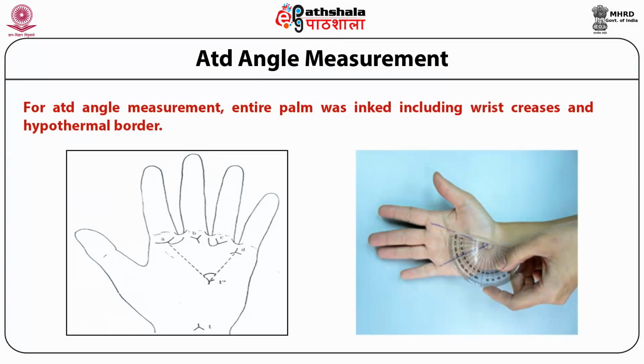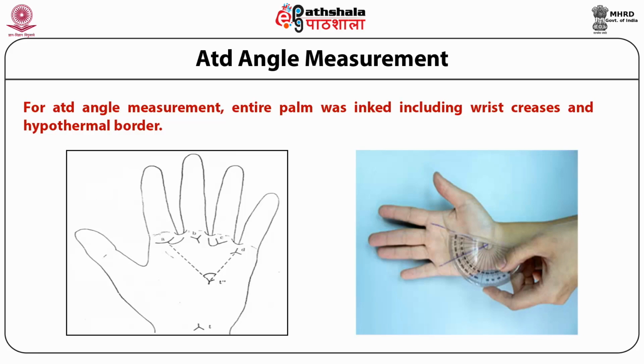For atd angle measurement, the entire palm was inked including wrist creases and hypothenar border. Sheets of paper were placed on a foam rubber pad on a flat stable surface.